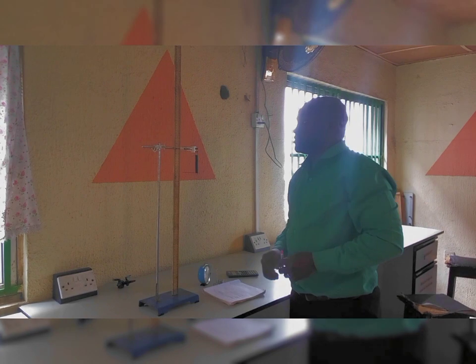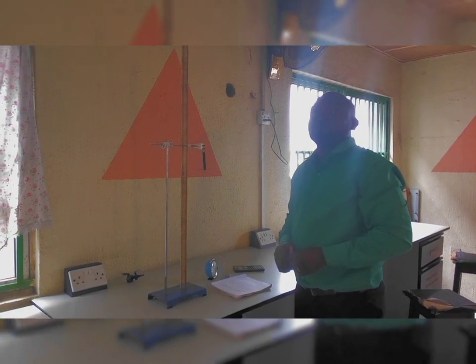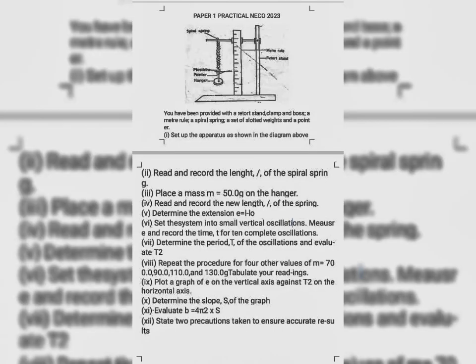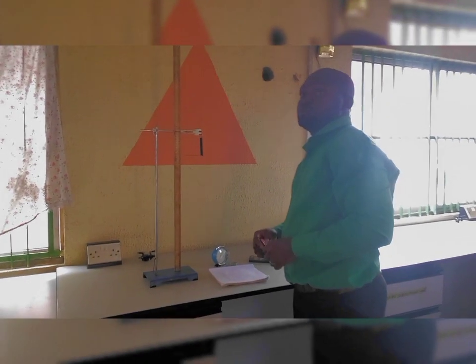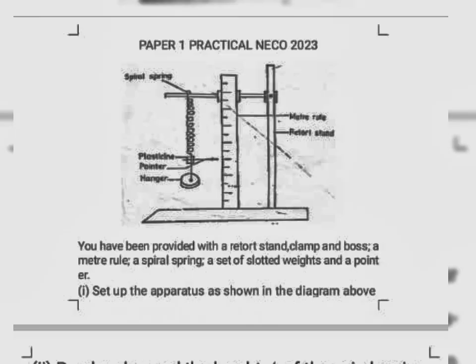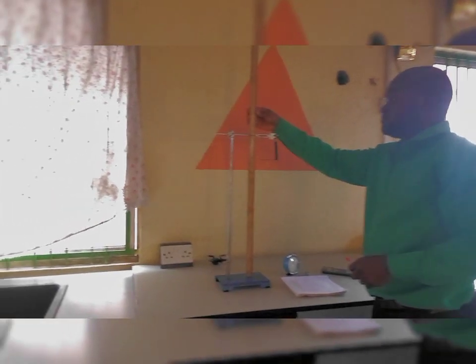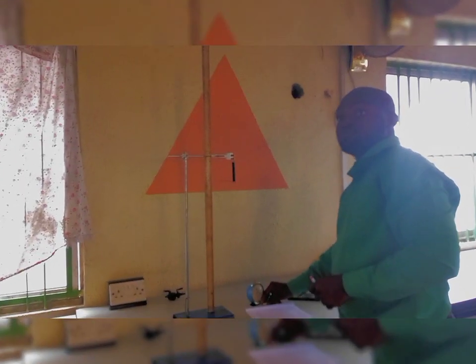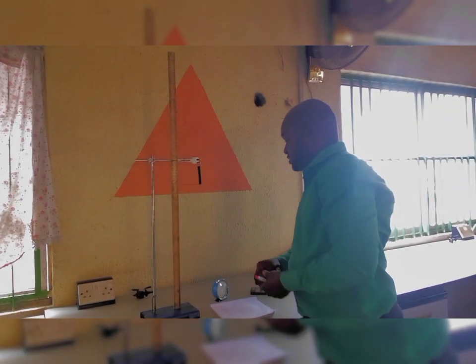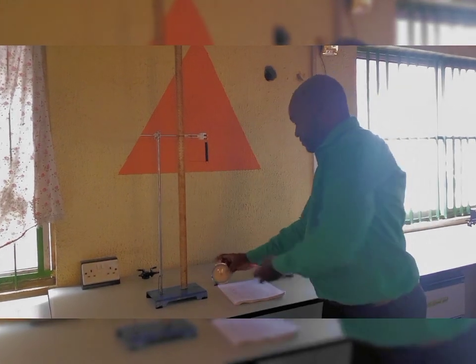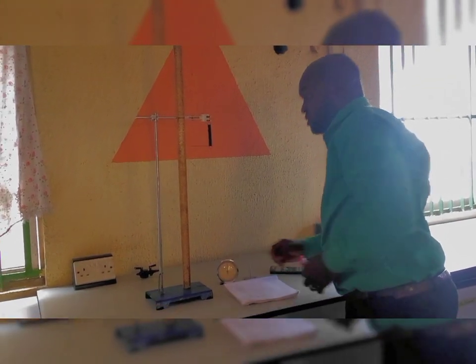This question is coming from the NECO 2023 Mechanics prediction question. For my prediction question, you have been provided with a retort stand, a meter rule, a spiral spring, a pointer, some set of masses, and a stop clock. If you can see that very well. Set the apparatus as shown in the diagram below.